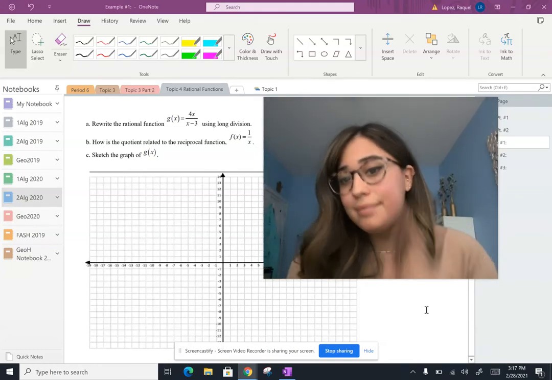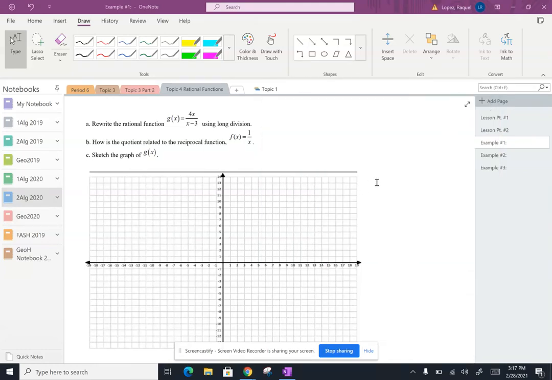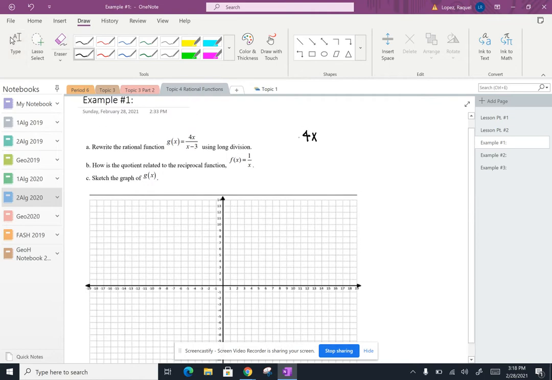Time for example 1. In example 1, we were given this function right here, and there is a variable in my numerator. So we're going to use some long division to rewrite this so that it looks like it's in our transformation structure. I'm going to do the long division over on the side here. We're going to put 4x underneath our division symbol, and I'm going to put x minus 3, which is our divisor, on the outside over here.